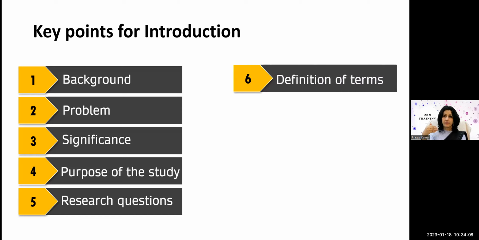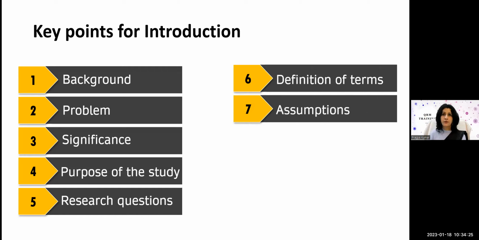The other things are the definition of terms, whatever terms you are using, because for qualitative research, you know, we need the definition of those terms. Like if you write domestic violence, then you have to define what you mean by domestic violence.